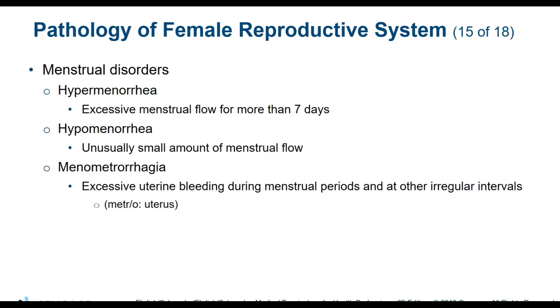Hypomenorrhea is a small menstrual flow. And menometrorrhagia is excessive uterine bleeding, but this is between menstrual cycles, during the menstrual period and at other irregular intervals. So you may have a lot of bleeding during your menstrual period, but then you may have irregular bleeding as well between periods.